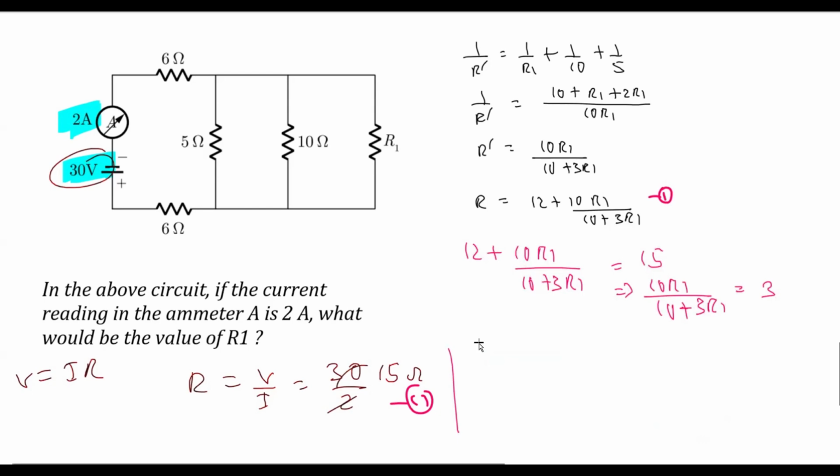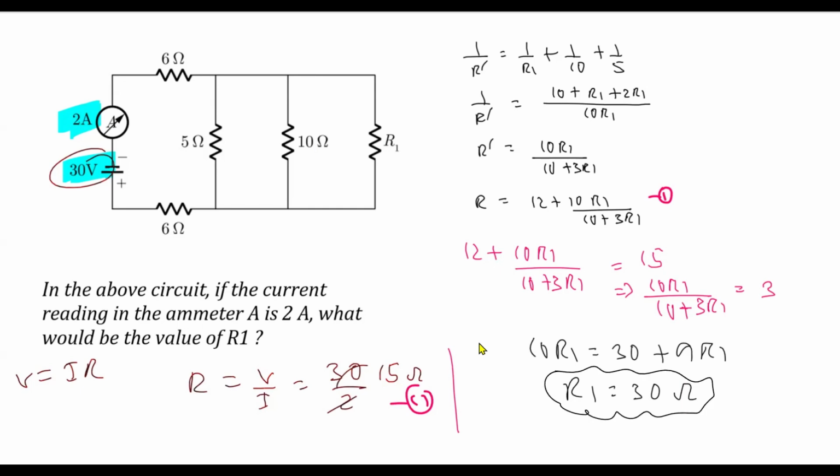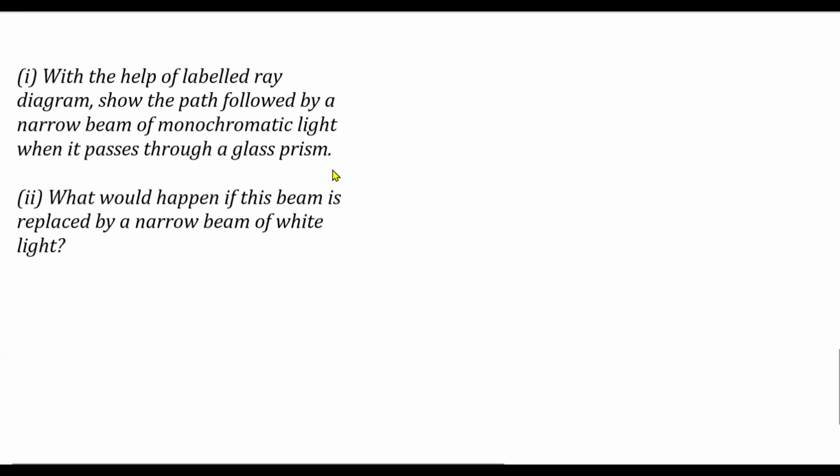Now for further working, what I'm going to do is cross multiplication over here. You can see that 10 times R1 should give you 30 plus 9 times R1, and keeping R1 on one side, 10 minus 9 is what? 1. So R1 comes out to be 30 ohm. Well, this should be the answer. This is what they asked to calculate, the resistance of this.